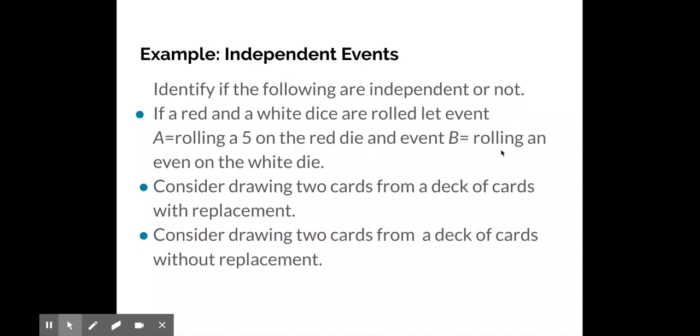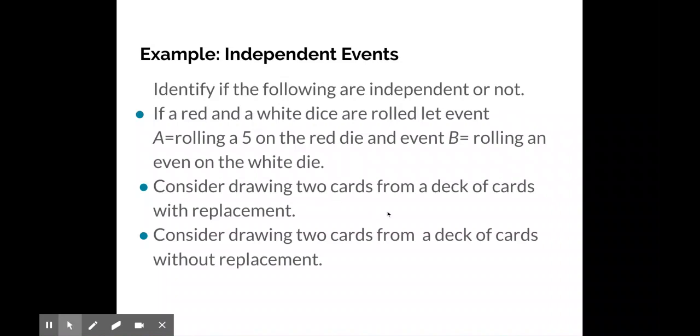All right. Welcome back. If we look at this first one, we have a red and a white die rolled. Event A is getting a 5 on the red die, and event B is rolling an even number on the white. Now, if I roll a 5 on the red die, does that affect the probability of rolling an even number on the white die? Absolutely not. They're two totally separate dice. Even if you say maybe the white die hits the red die, that's still random chance. The number on the red die didn't affect it; it was only the physical space the red die took.